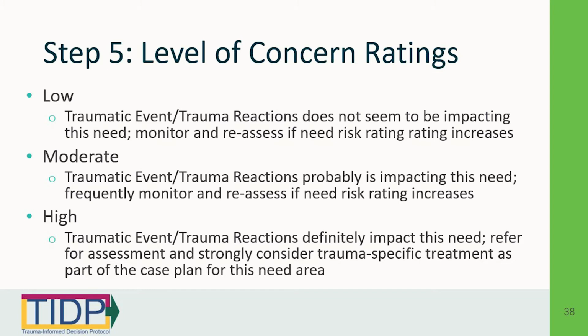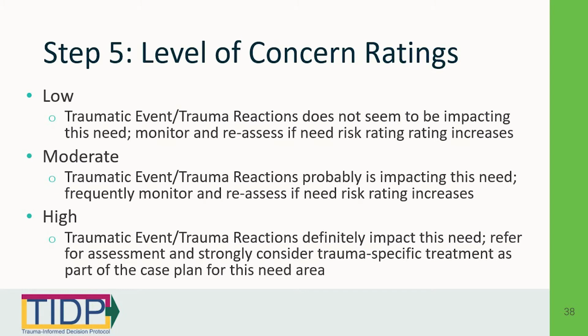But these anchors here can be used as just a general indication to help guide your thinking about making this rating. Right? So a low level of concern might indicate that the traumatic event or trauma reaction doesn't seem to be impacting the criminogenic need, that you really can't identify any type of connection either between that history of the traumatic event or the current trauma reaction. Instead, if I'm rating this at low, what that might mean is over time I'm just going to monitor this and I might reassess it if I see a change in this criminogenic need or in mental health functioning.